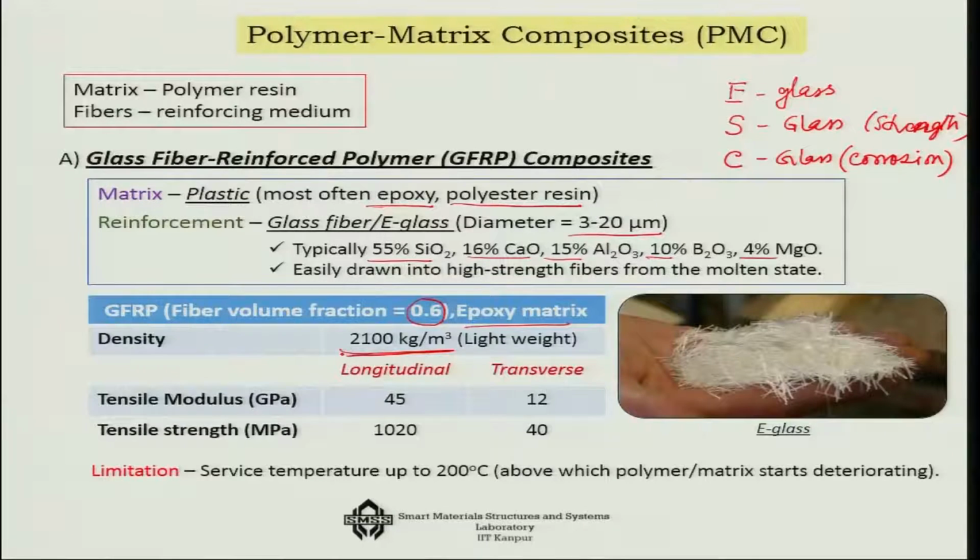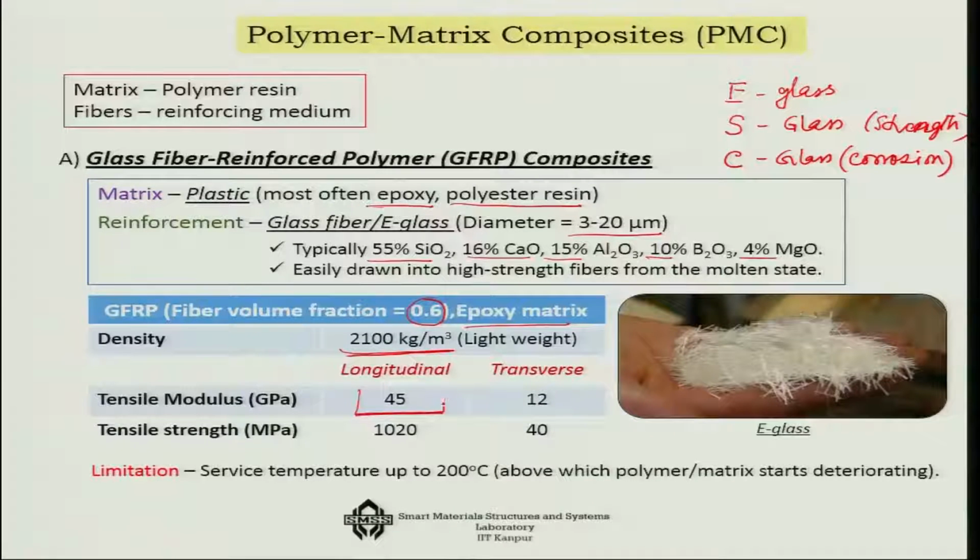So you can see how light this system is. The tensile modulus is about 45 gigapascal. Just compare this with something very close, maybe aluminum, which is close to 70 gigapascal. And this is, however, anisotropic.